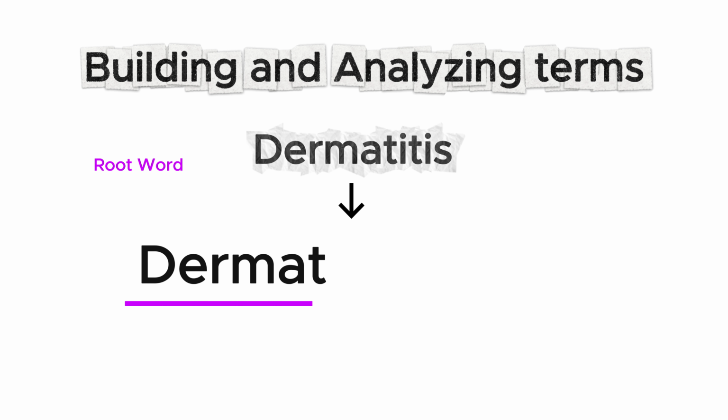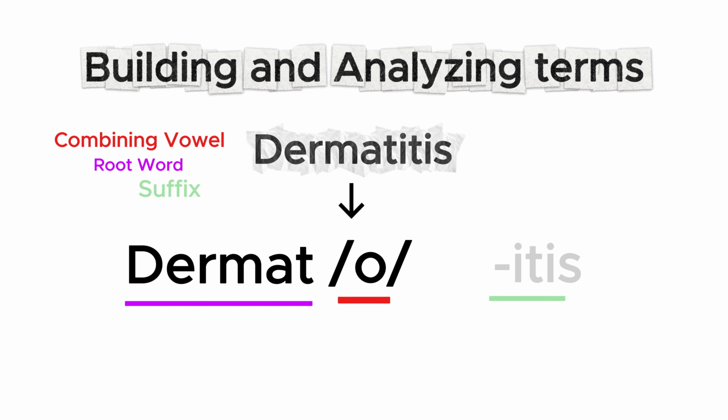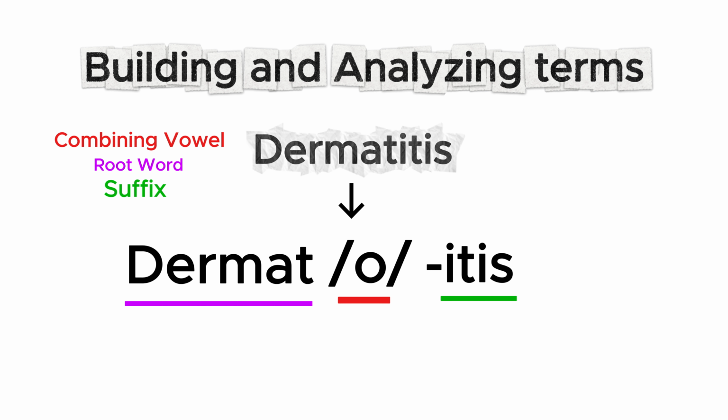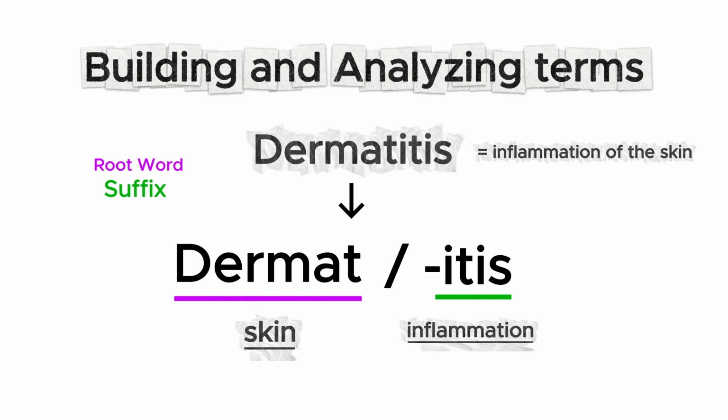Another word we can break down is the word dermatitis. Dermat/o/-itis. Because the suffix doesn't begin with a consonant, we drop the combining vowel. With dermat meaning skin and itis meaning inflammation, the definition is the inflammation of the skin.